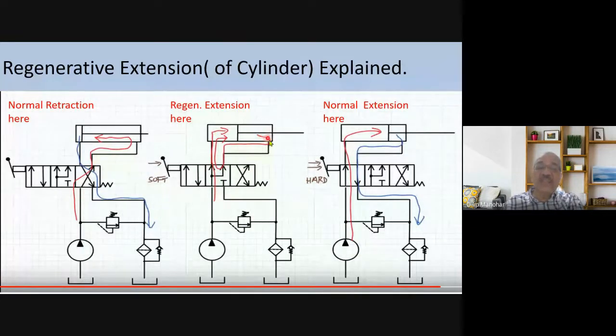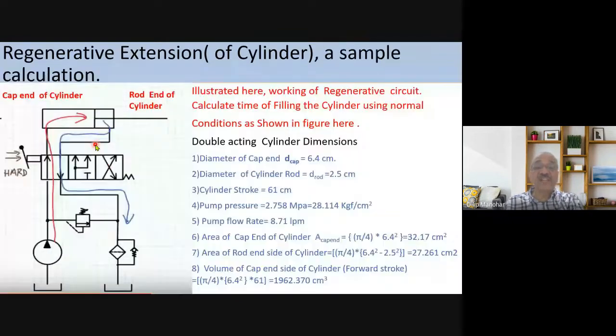So the only path is aligned to go to this side, that means on the cap end. So pump flow plus rod end flow is making the flow very high. So the extension becomes very fast, and this is a normal extension. So this is the regenerative extension.